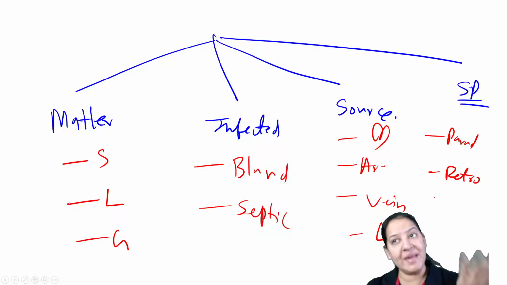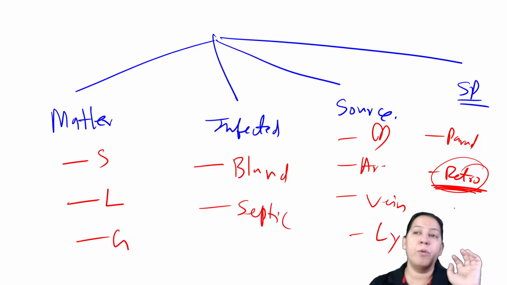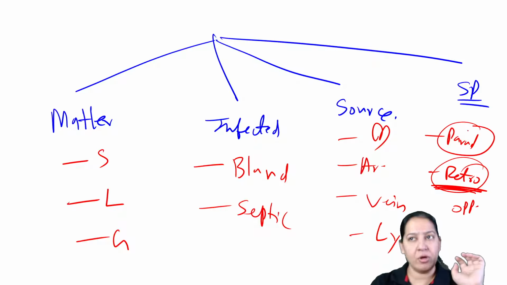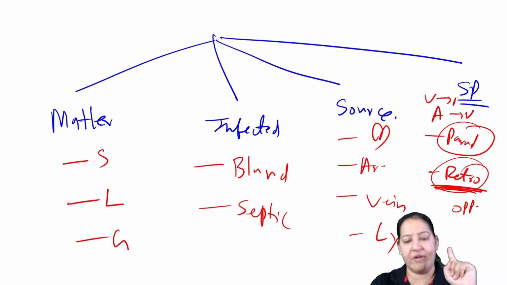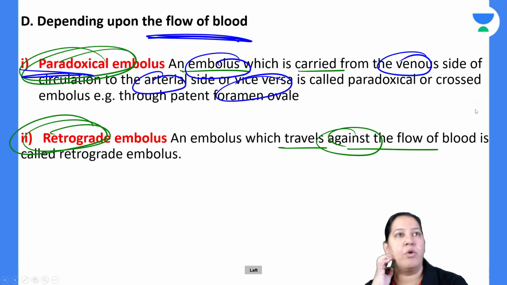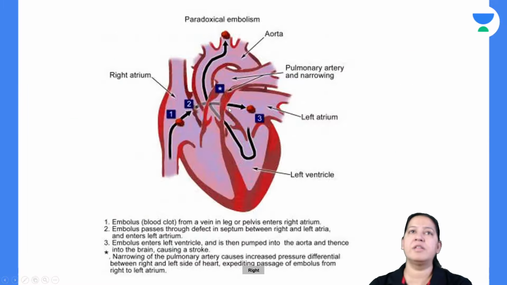Retrograde, you should understand the meaning of these. A retrograde embolus is moving opposite to the flow of the blood. And a paradoxical embolus is one which is carried either from artery to vein or from vein to artery via a patent foramen ovale. Please read the definition: via a patent foramen ovale. Everyone give me a thumbs up. Have you got it?